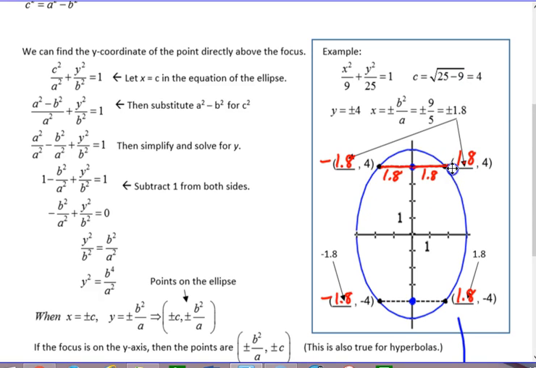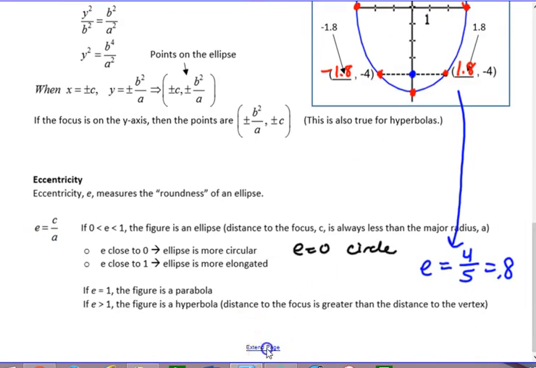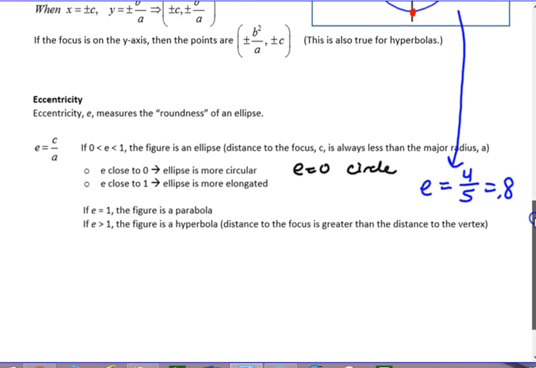This gives me 4 more points so that when I draw the ellipse, I have 8 points to use instead of 4, and that makes it a lot easier to draw an accurate ellipse. So I'm looking at all of these 8 points that I can use to draw my ellipse. This is really helpful, and I'm also going to show how to use this for the hyperbola in the next video. Now the second minor topic here is the term eccentricity.